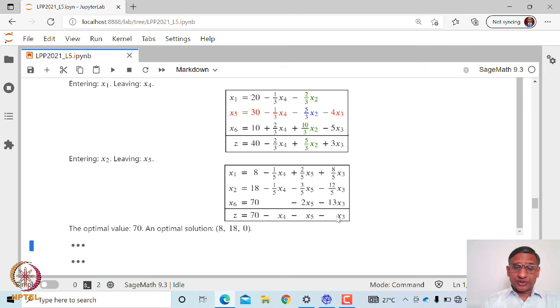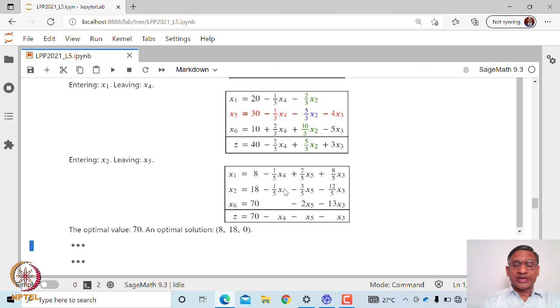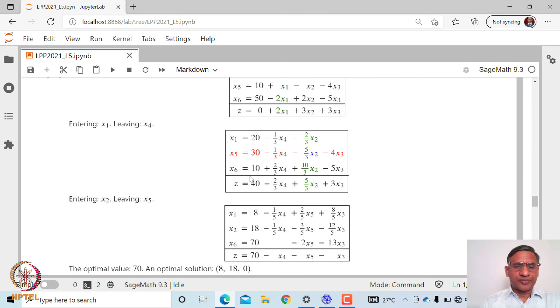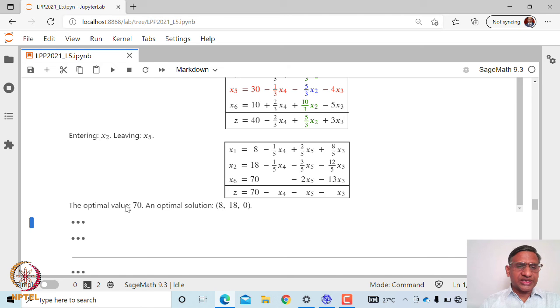Though in our case we considered the standard problem as minimization type, in this interactive LP problem Sage has considered the maximization type, and it has done these steps in somewhat compact form. Here it says that the optimal value is 70, and that occurs at x1 equal to 8, x2 equal to 18, and x3 equal to 0.